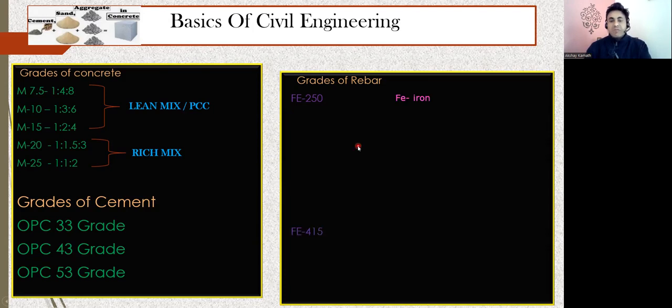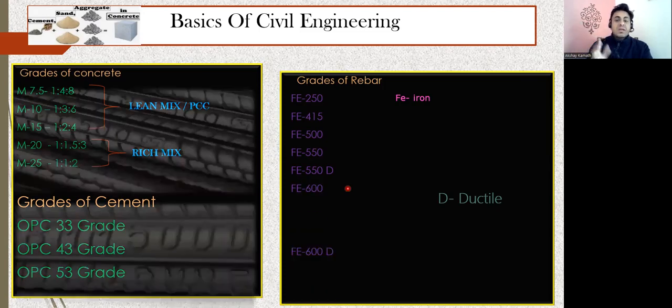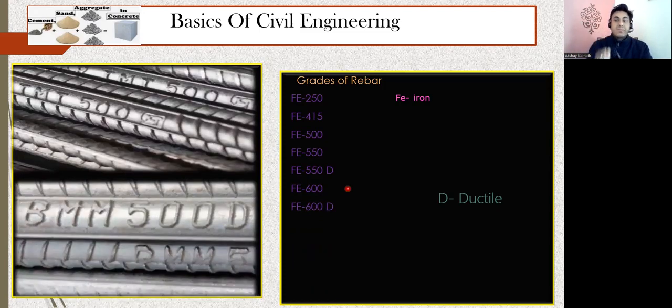Then we have Fe415. Then we have Fe500. Then we have Fe550. We have Fe550D as well, where the letter D indicates ductile. I'll come to this word ductile a bit later. Then we have Fe600 and we have Fe600D as well. We understood what this Fe is. It stands for iron.